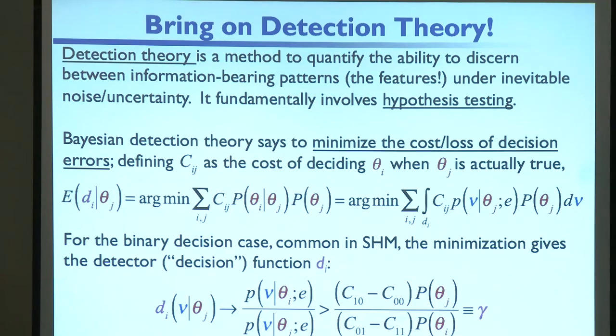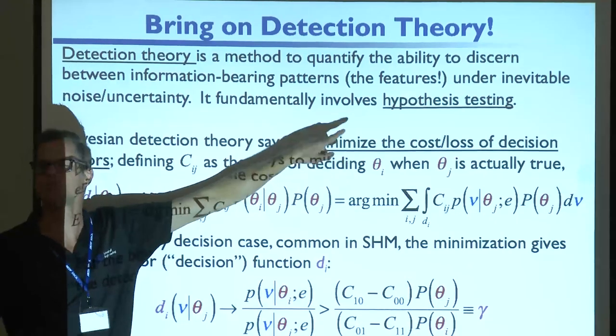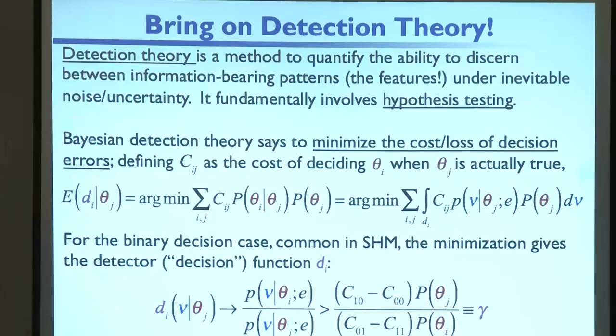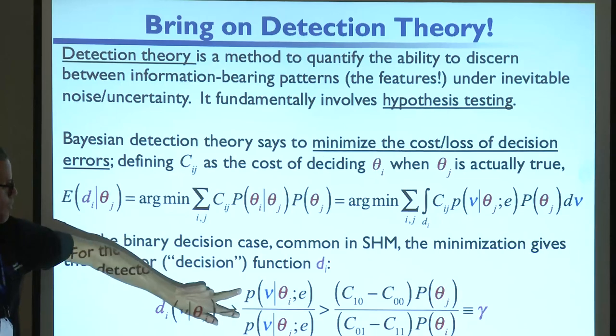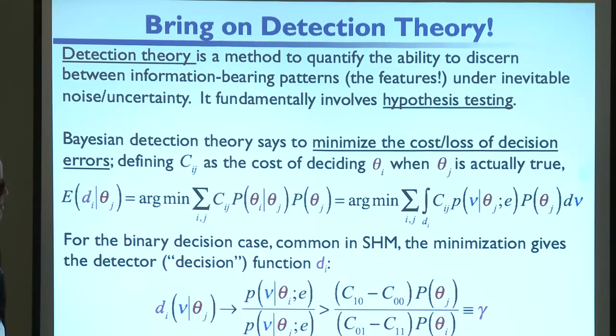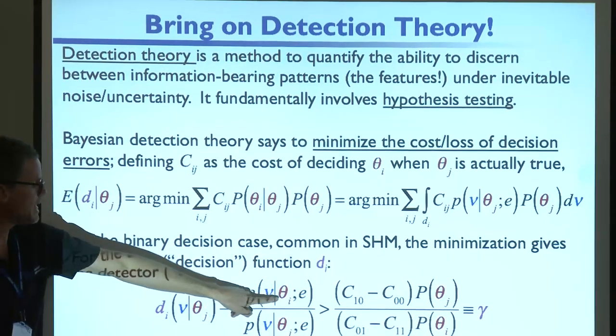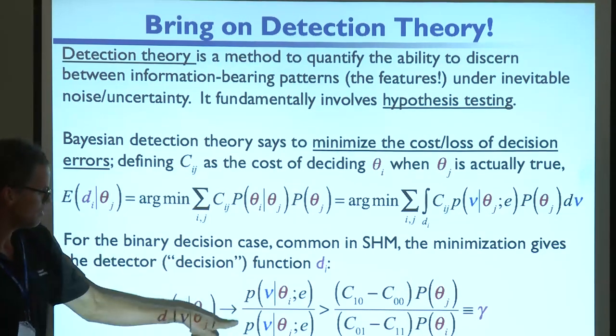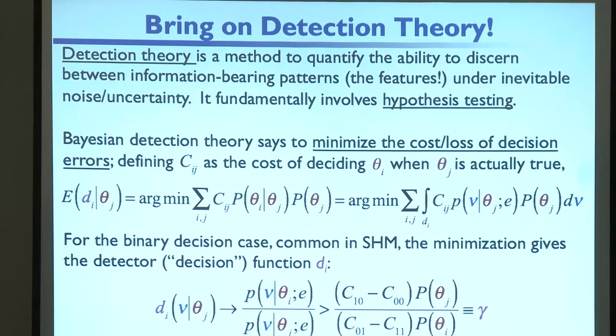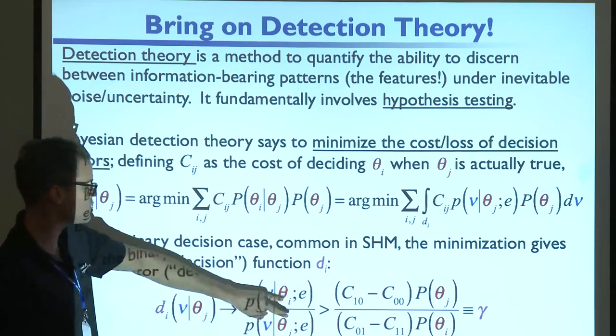It's been done for us, and it all comes down to a likelihood ratio, a ratio of likelihood functions. The optimum detector that minimizes Bayes' risk or cost is a ratio of two likelihoods. The likelihood of observing our data in state I divided by the likelihood of observing our data, I keep saying data, but I also mean features, in state J or any other, between any two states.